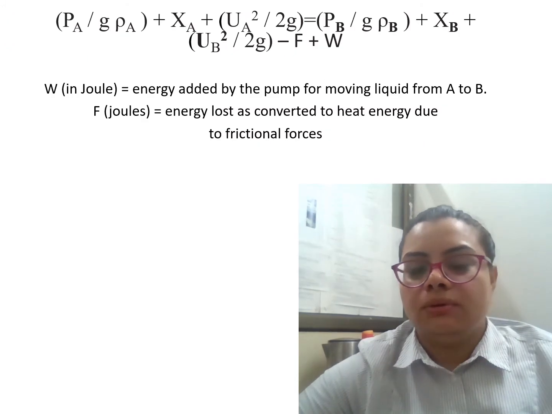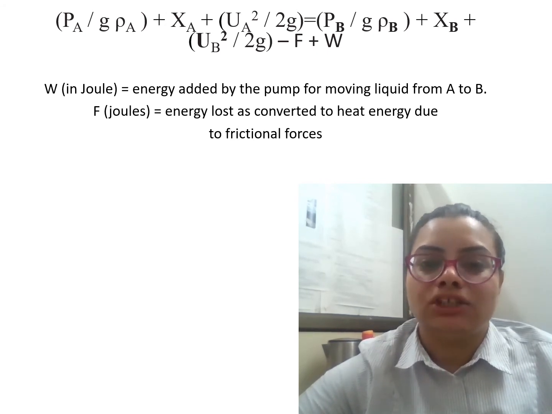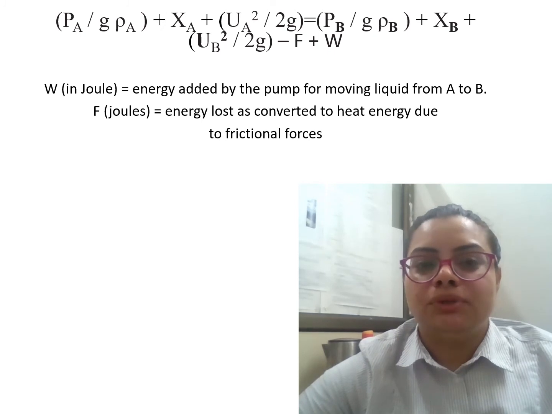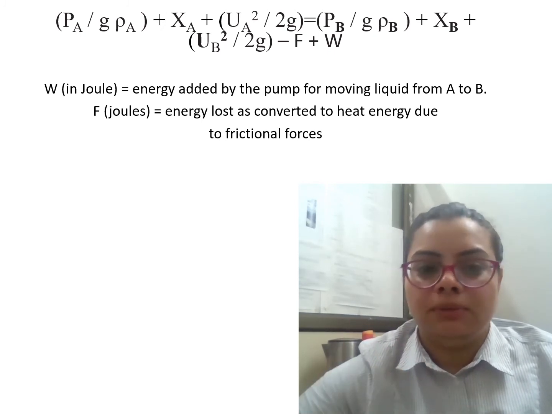Now, as I told you, we are actually inputting energy for it to get pumped from point A to point B. So additional work W in joule has been done. This energy has to be added in the equation because this was provided by the pump for moving the liquid from point A to point B.